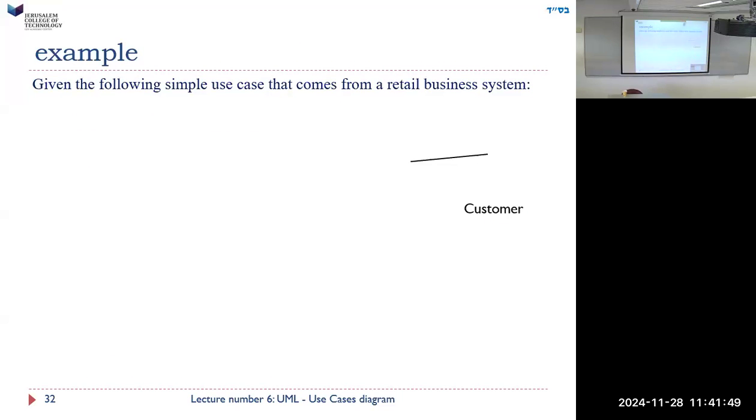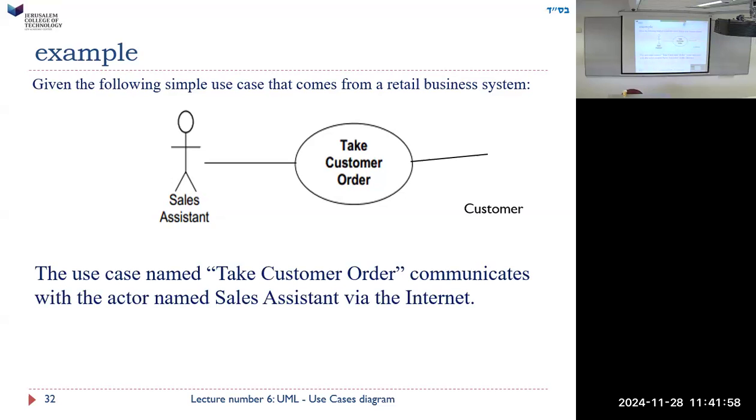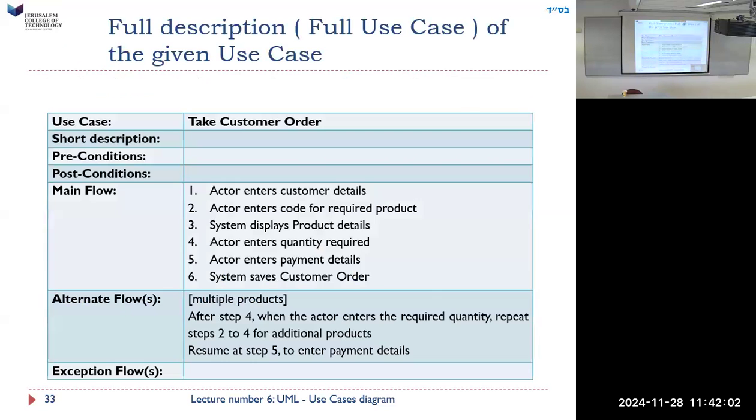Okay. Example: given the following simple use case that comes from a retail business system. Take customer order. Sales assistant. I don't know what it is. So here's the main flow. Actor enters customer detail. In other words, the actor is, let's say, they said it was the internet, but I think of it differently. I think of it as like a store.